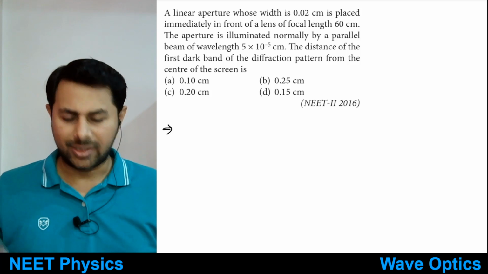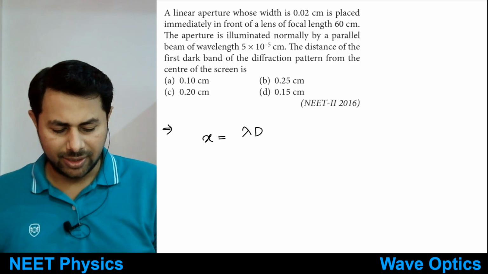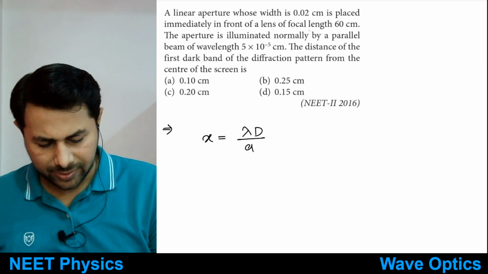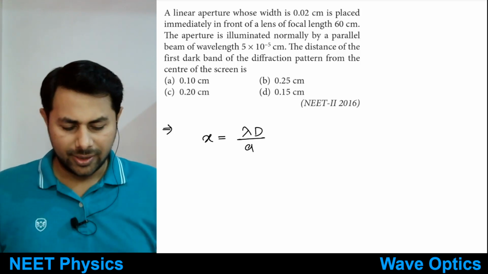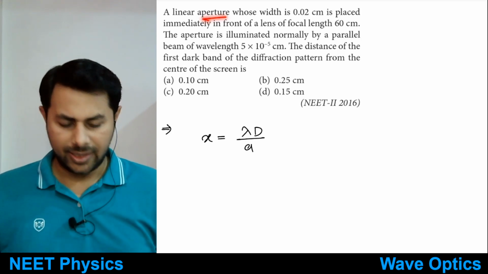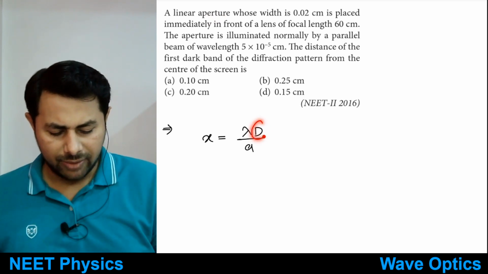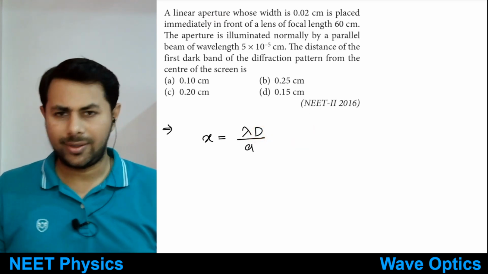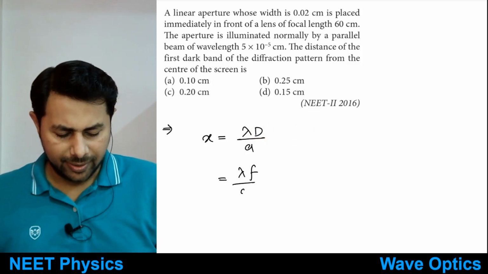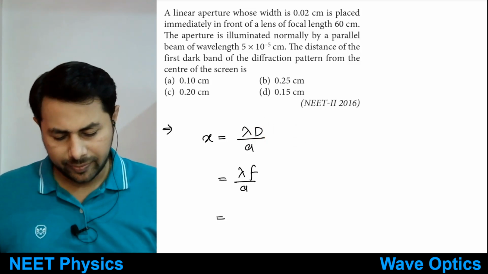what is the distance of the dark band here? So x is equal to lambda times d by a. Here we make use of a lens which is kept just after the aperture, or you can say the slit, and that's why there is no distance between the aperture and the lens. So this d will become the focal length of the lens. So we have lambda times f by a, this would be the formula, and then it's very simple, we can just substitute values.